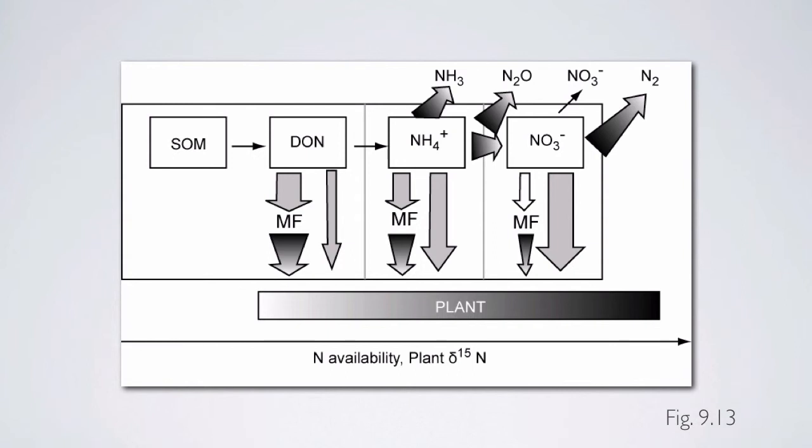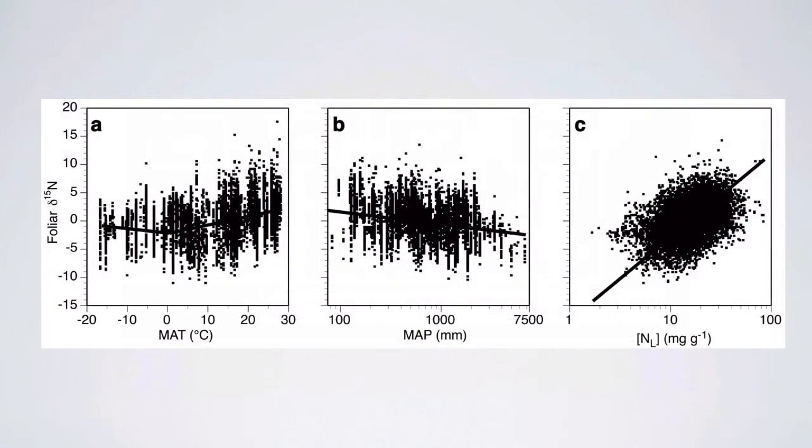Okay, so when we put this all together, remember, high nitrogen availability should be associated with high plant N15 because you're going to have a lot of losses and not a lot of mycorrhizal transfers. That leads to a net enrichment. If we look on a global scale, this is a synthesis that we did of somewhere on the order of 10,000 leaves from all over the world. And they were arrayed across a gradient of temperature and precipitation.